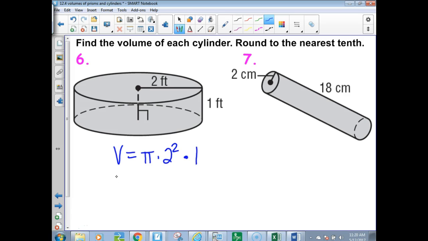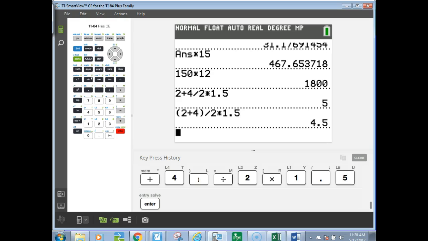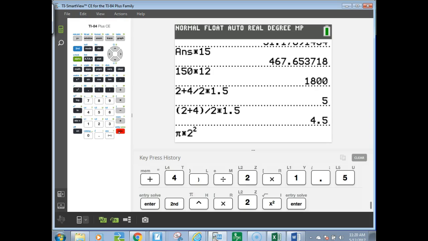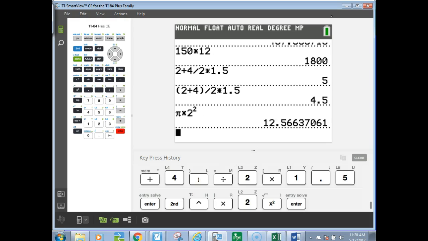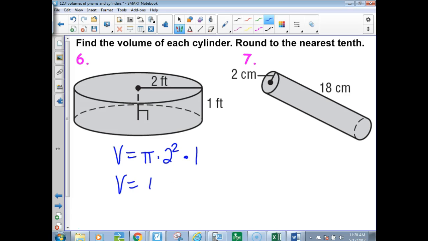All right. It doesn't do a whole lot except get you into the cubic units because you can really just type the pi times 2 squared, but don't forget you really did multiply by that last foot. All right, so we get 12.6 cubic feet.